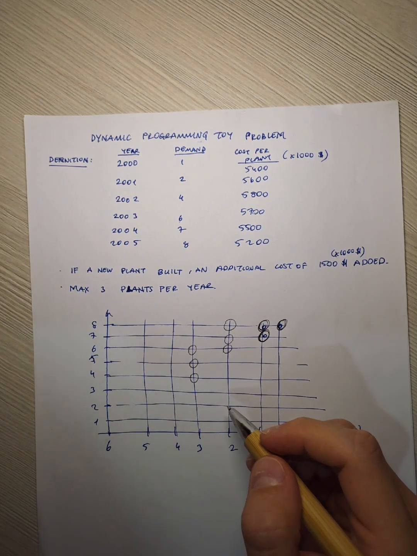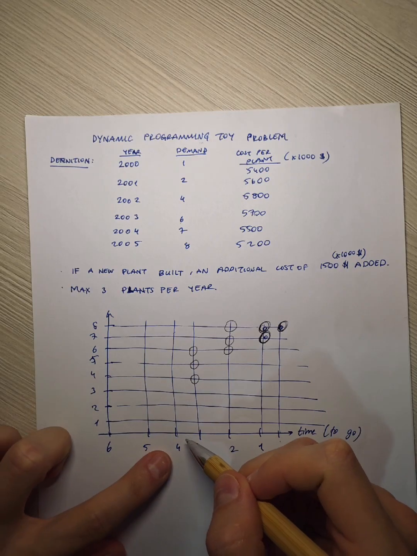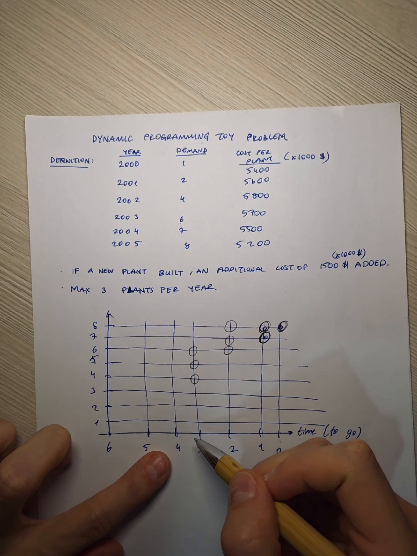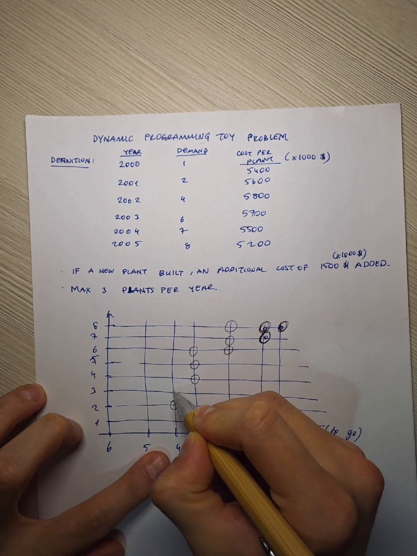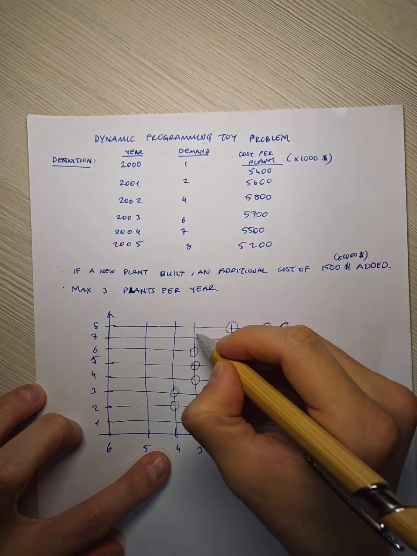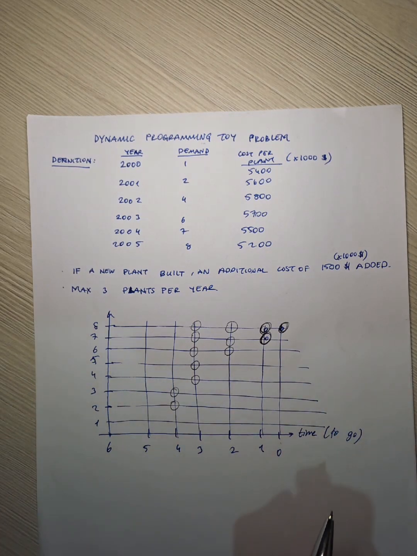Okay. Let's continue. We will need at least 2. Actually, we can invest, I think, up to 8. We will see. Then we can cancel the ones which are not satisfying the condition.